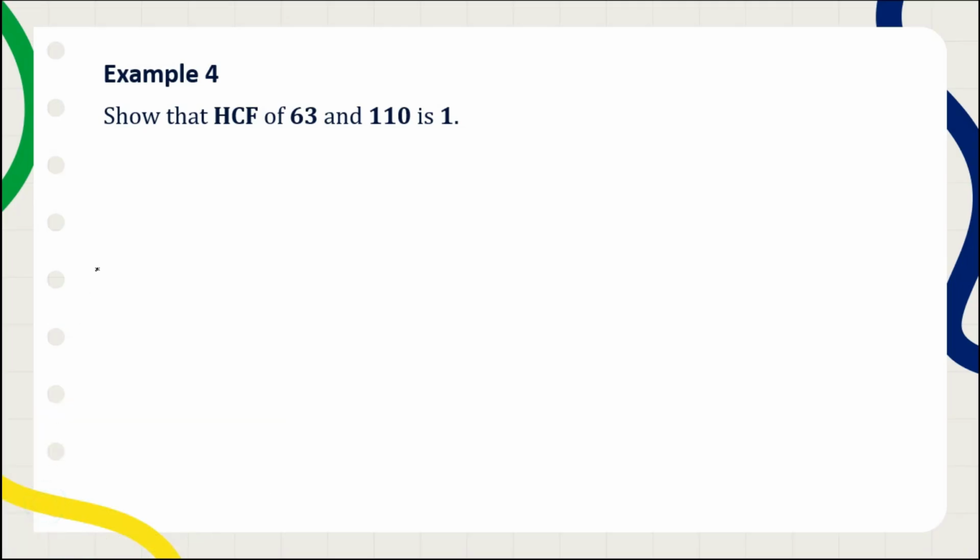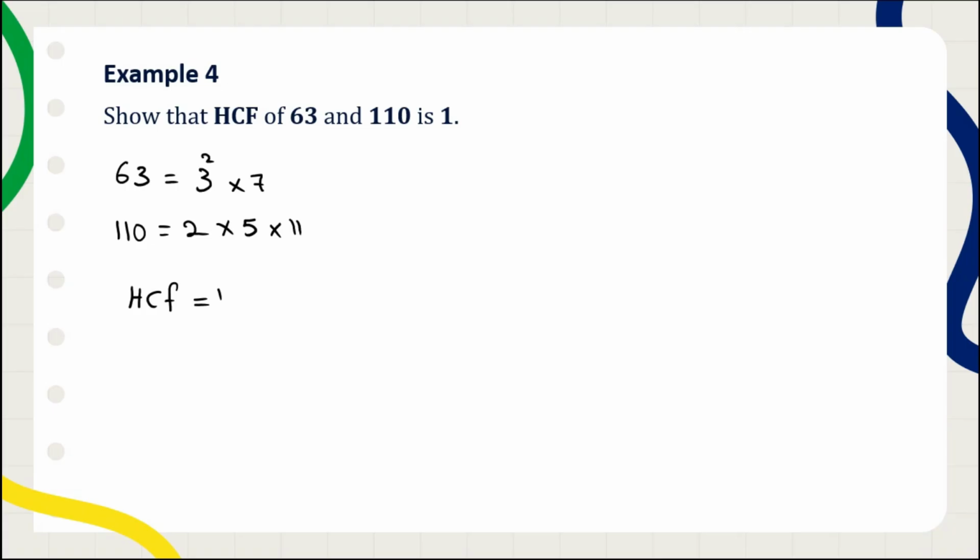We will start by writing each number as a product of its prime factors. After factorizing, 63 as a product of its prime factors is 3 to the power of 2 by 7. And 110 as a product of its prime factors is 2 by 5 by 11. Now let us compare their prime factors. We notice that these two numbers have no common prime factors. That means the only factor they share is 1. Therefore, their HCF is 1.